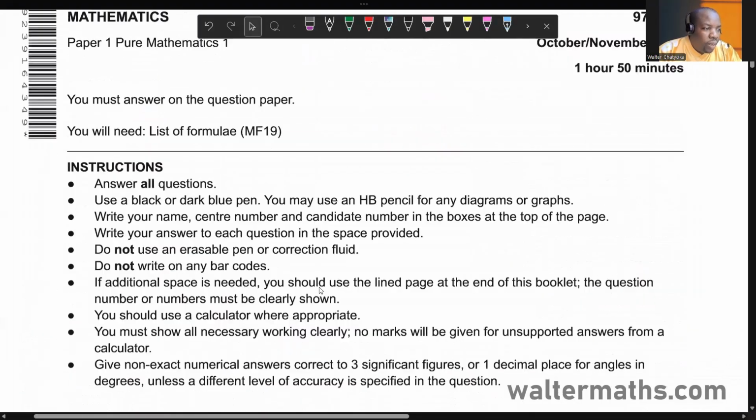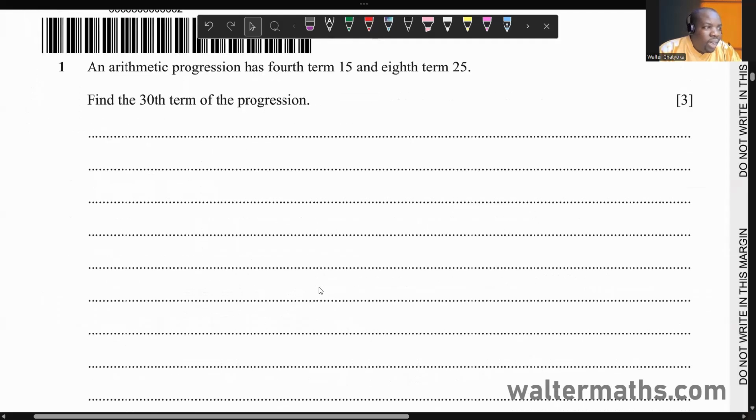All right, so we are starting with question number 1, and it says, an arithmetic progression has fourth term 15 and eighth term 25. Find the 30th term of the progression. So here we've got an AP and the fourth term, which we can write as A plus 3D, they say that it's 15. And the eighth term, which is A plus 7D, they say it's equal to 25. So they want us to find the 30th term of the progression.